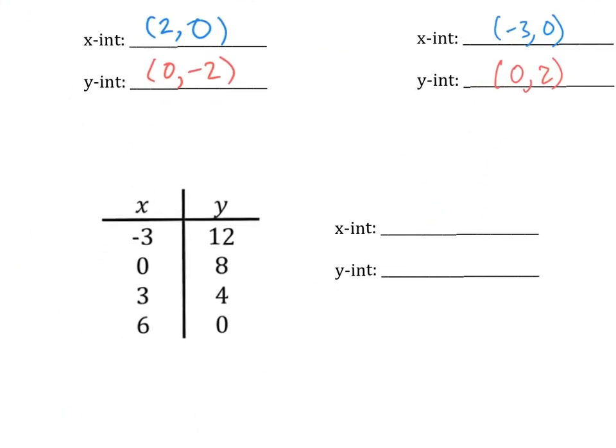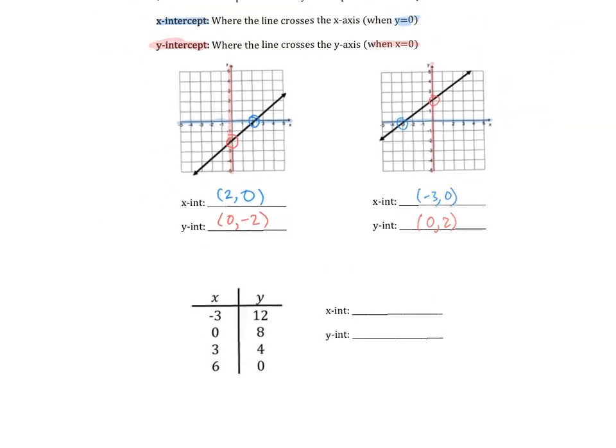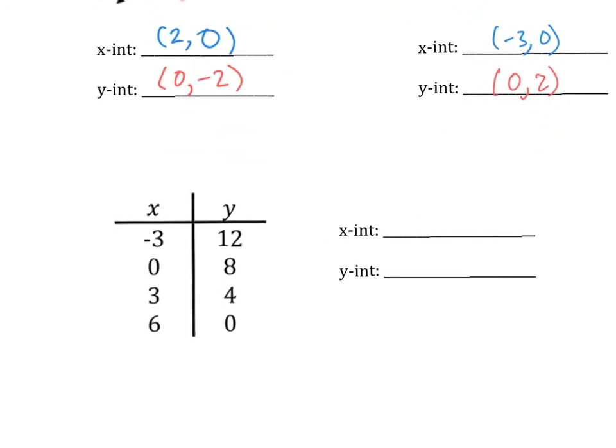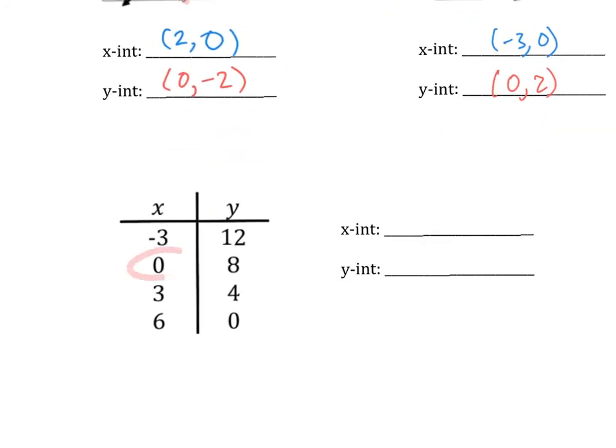Okay, well, now let's look at a table. So let's remember, our y-intercept is where x equals 0. So x equals 0, and that's going to be right here. So our y-intercept is going to be the point (0, 8). And our x-intercept is where y equals 0, so it'll be right there at the point (6, 0).